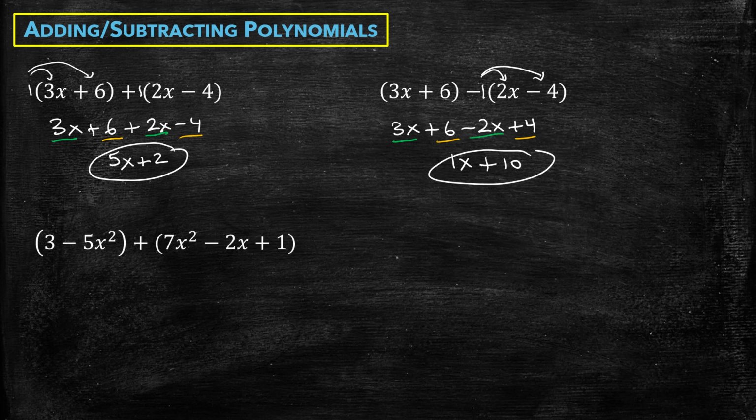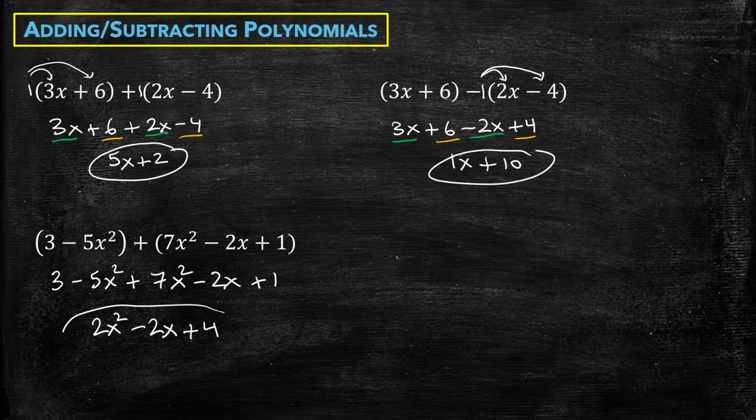So let's now take an example of a binomial added to a trinomial. So 3 minus 5x squared, again, because it's plus, you can just combine it like this, plus 1. And we can see that negative 5x squared plus 7x squared is 2x squared. Notice that there's only one term with the degree 1. That's called a linear term, minus 2x. So there's nothing to combine that with. But then we have the 3 and the 1, which makes plus 4.